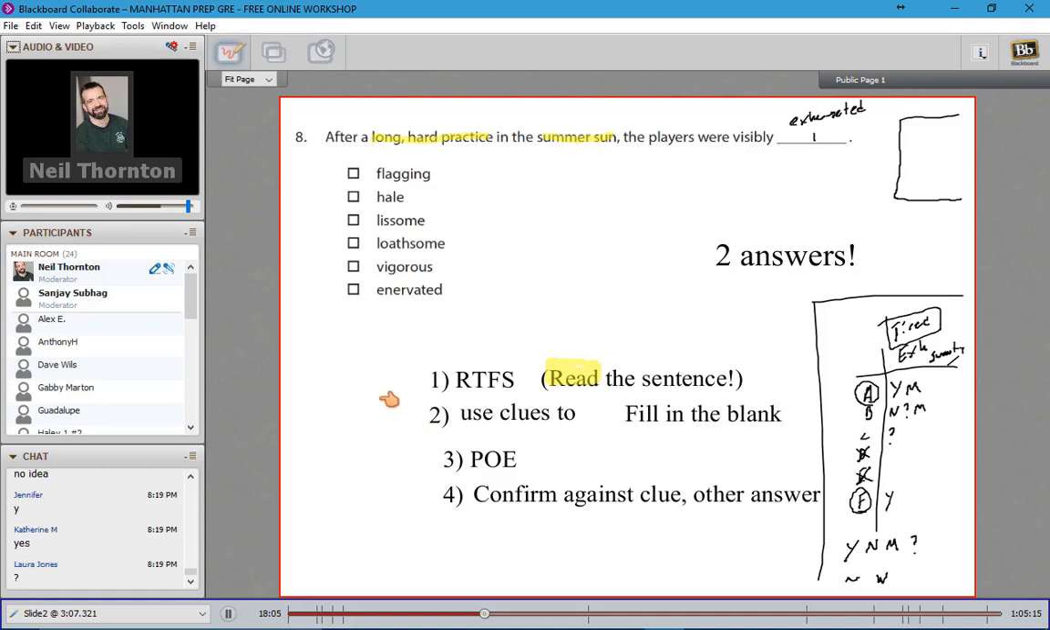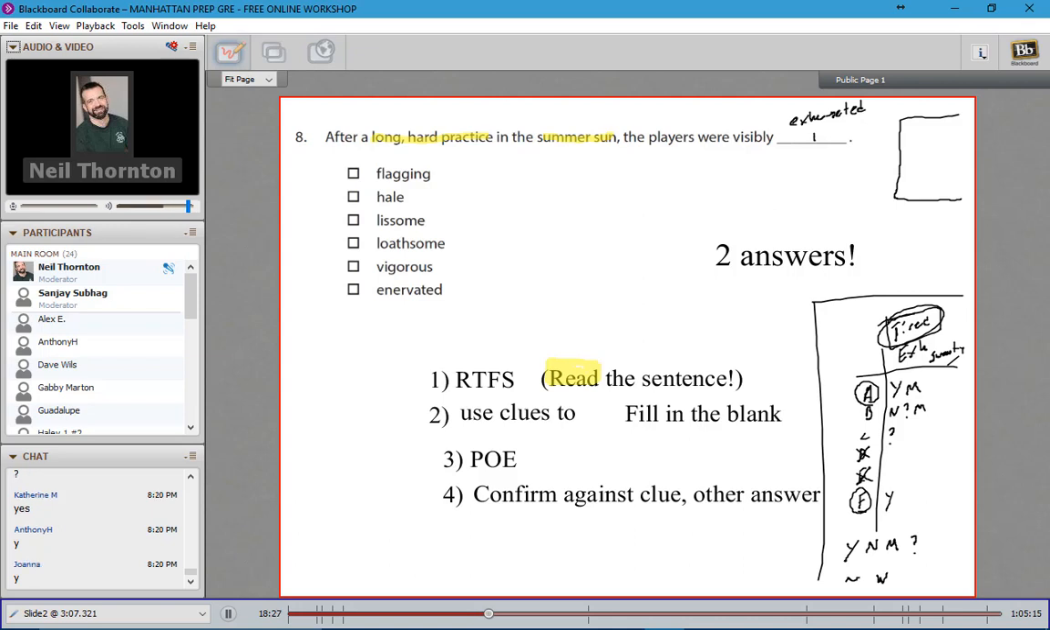Yes or no idea, right? Yes, maybe. All right, cool. My energy is flagging. My energy is enervated. My life is fine. So I'll go with those two, maybe. Also, do they match your clue? Do they match your fill-in? They both mean tired.